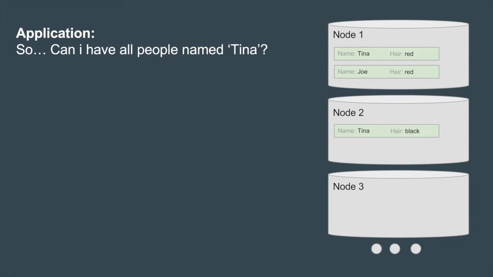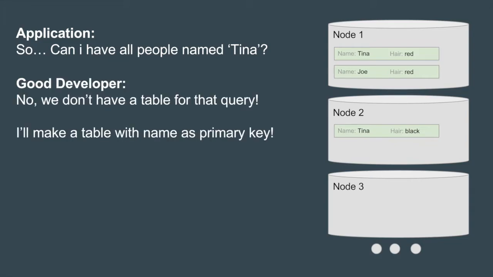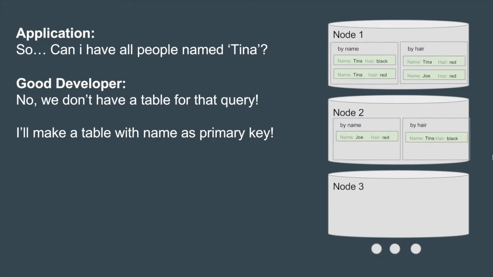and the same with black hair. But now our application wants all the people named Tina, and now our developer has learned, so he's good and says, no, we don't have a table to query for a name, so let's make a table where the primary key is the name. And now we have two tables, one by name and one by hair, which means we can query by both name and hair color. And this is actually the way you work with Cassandra. And since it's a hash function, you get really fast queries.